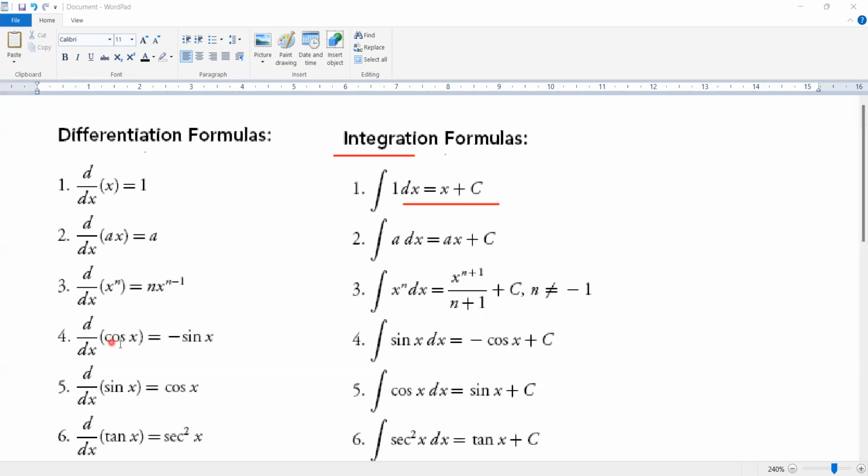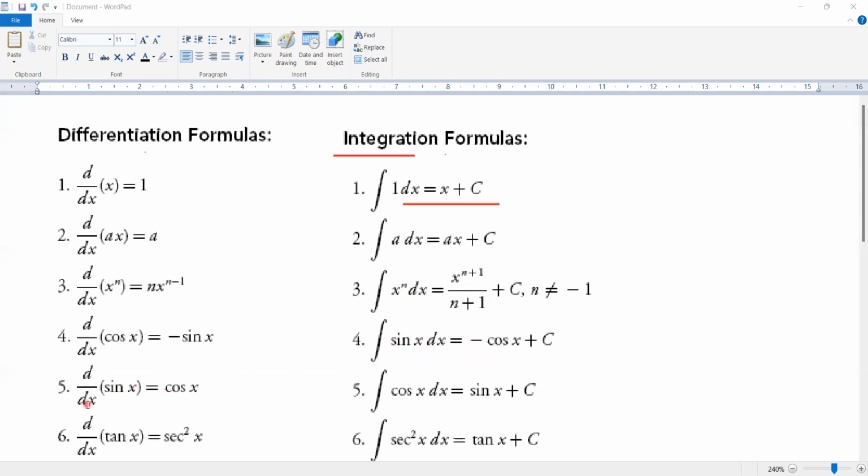Derivative of cos x with respect to x is minus sin x. Integration of sin x dx. Integration of sin x is minus cos x plus c.